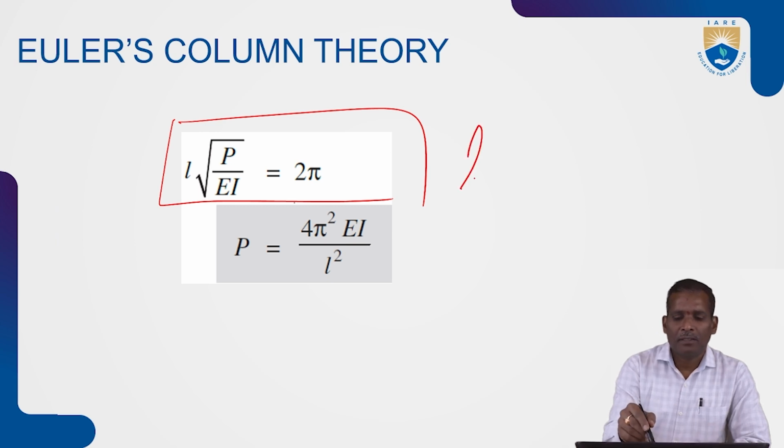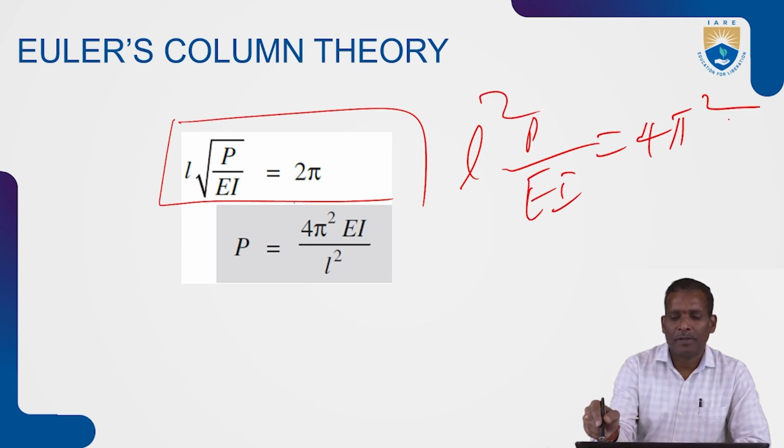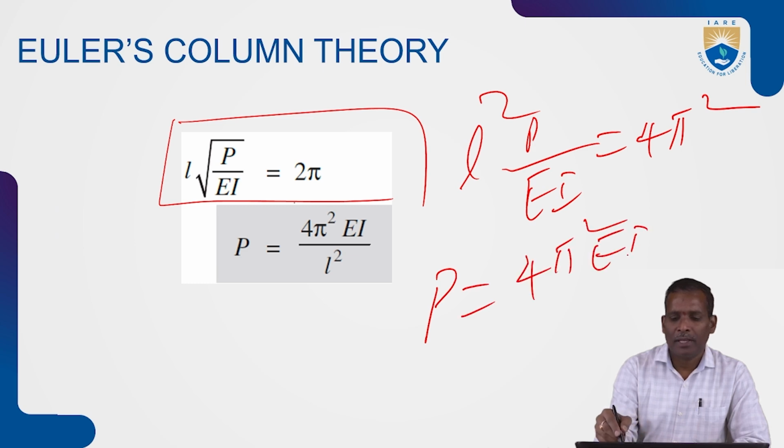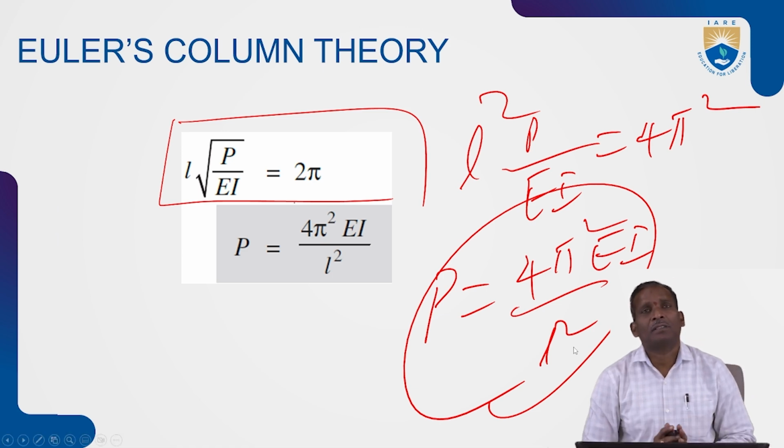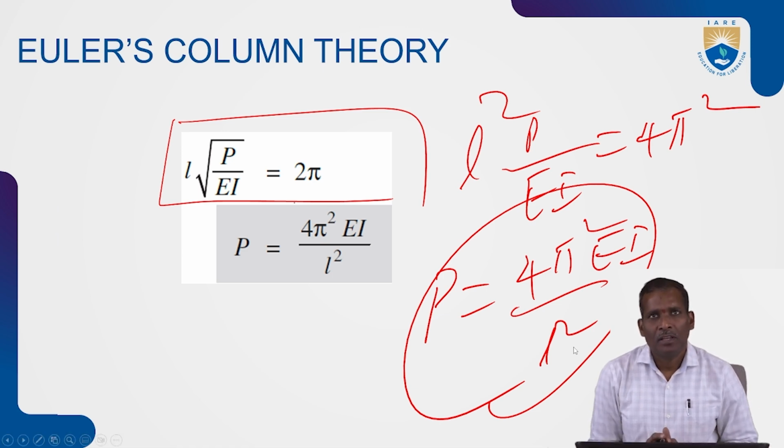So again, squaring on both sides, L square into P by EI is equal to 4 pi square. So P is equal to 4 pi square EI by L square. So this is the final equation when both ends are fixed.